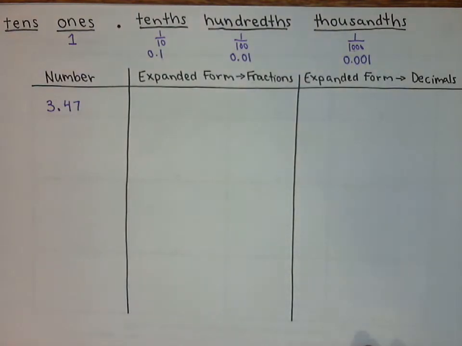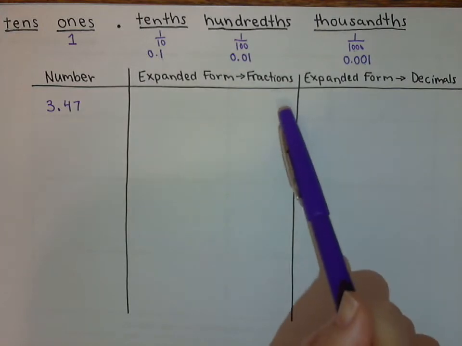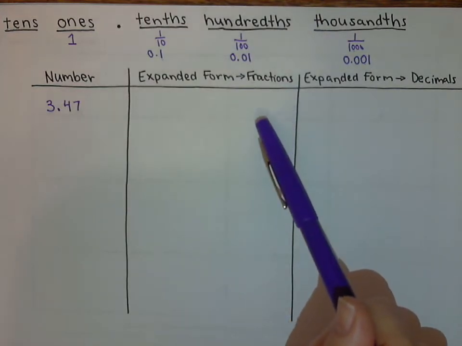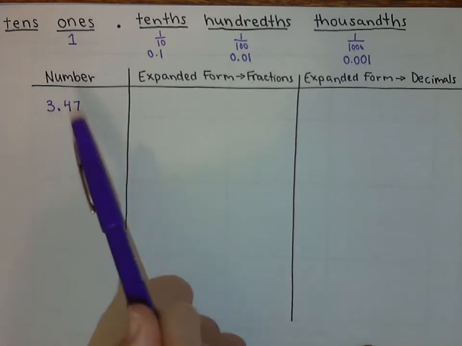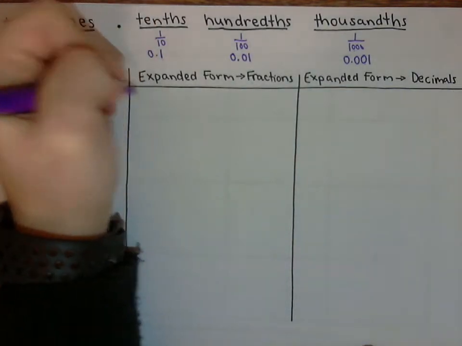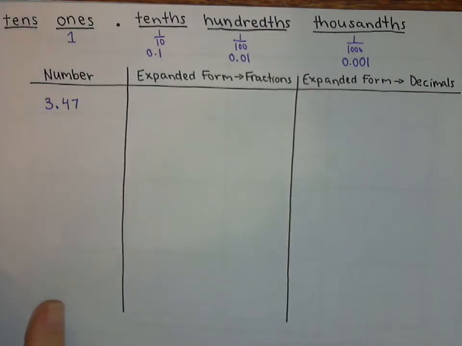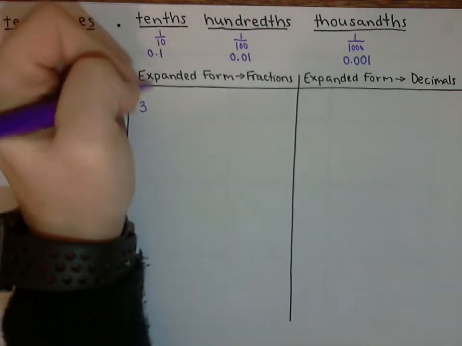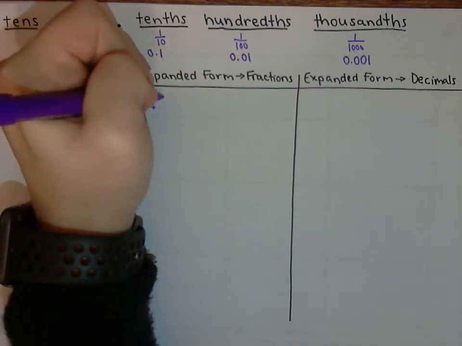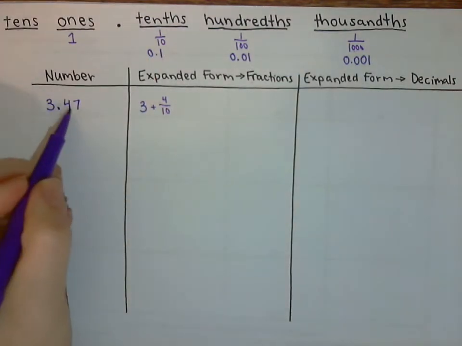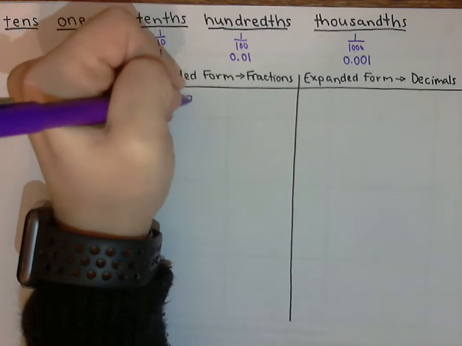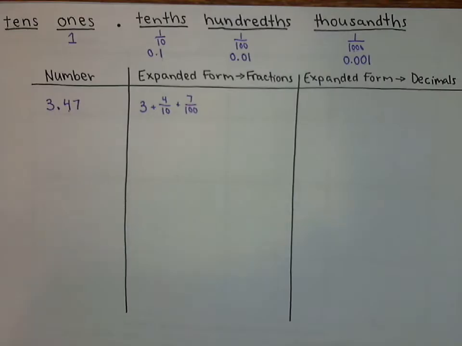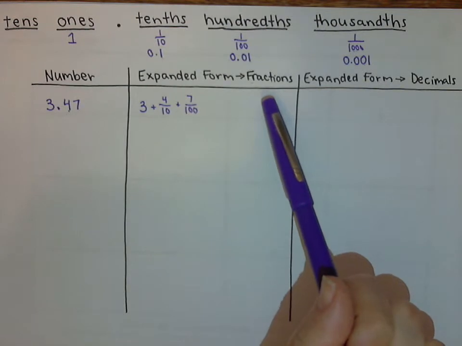All right, here I have an example, 3 47/100. So if I think about each of these values as a fraction, I know that with expanded form, I'm writing the value of each digit. So the value of the 3 is just 3. The value of the 4 is 4/10. So I'm adding 3 plus 4/10. And the value of the 7 is 7/100. So that is how I could write it using fractions.